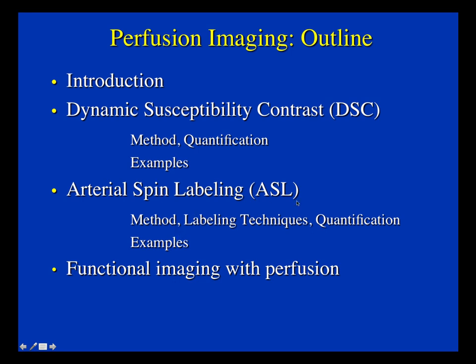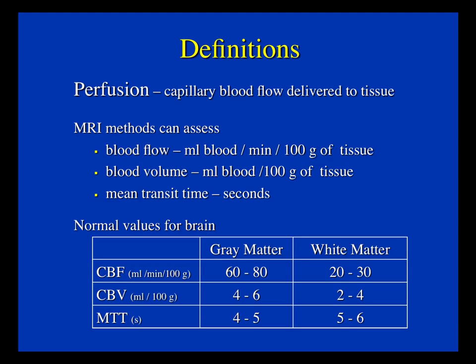In the arterial spin labeling technique, we will briefly discuss the different labeling techniques as well. At the end, I will show you some examples of doing functional imaging using perfusion rather than BOLD. Today's talk will mainly concentrate on perfusion in the brain: the cerebral blood flow, blood volume, and the mean transit time.